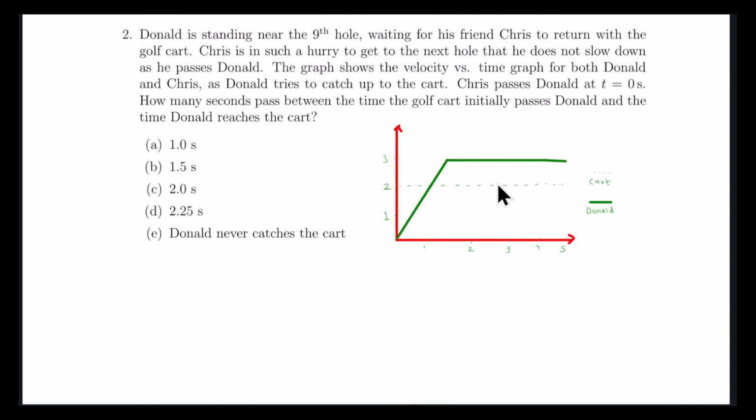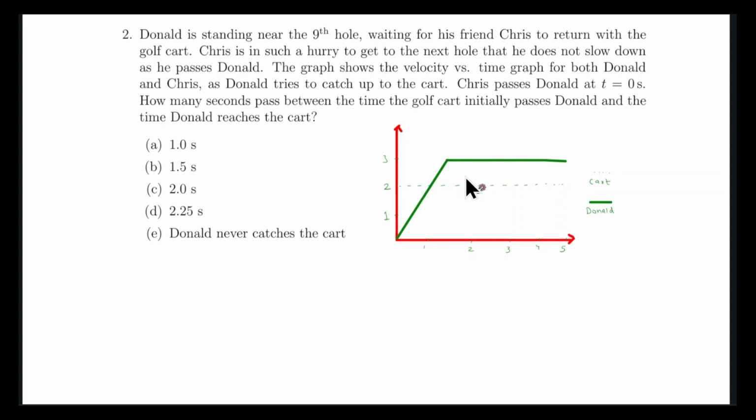All right. Here we are given that Donald is standing near the ninth hole waiting for his friend Chris to return with the golf cart. Chris is in such a hurry to get to the next hole that he does not slow down as he passes Donald. The graph shows the velocity versus time for both Donald and Chris as Donald tries to catch up to the cart. Chris passes Donald at t equal to 0. How many seconds pass between the time the golf cart initially passes Donald and the time that Donald reaches the cart again?